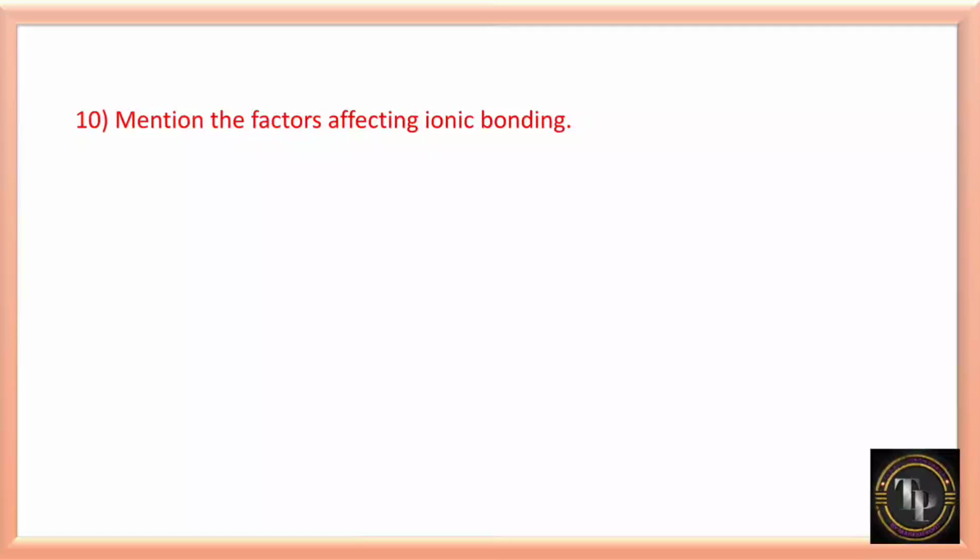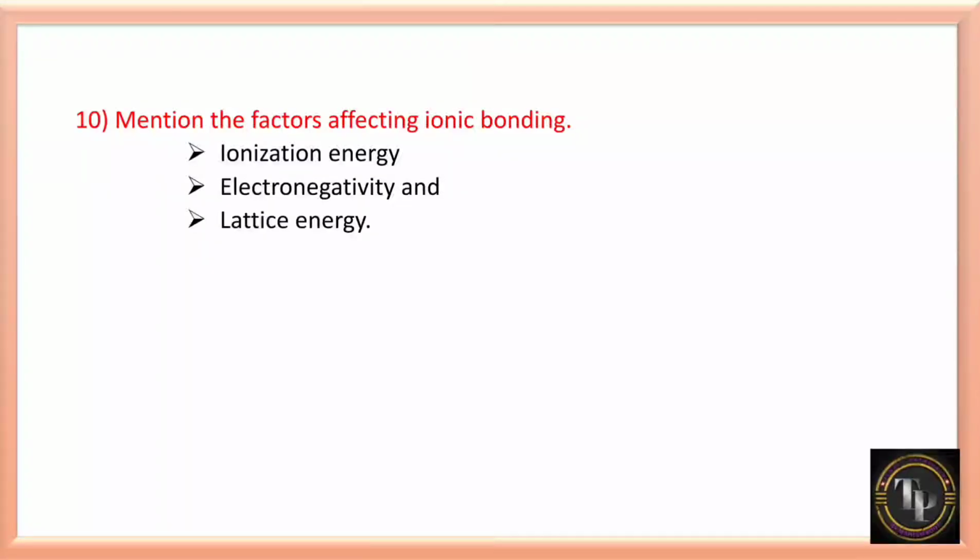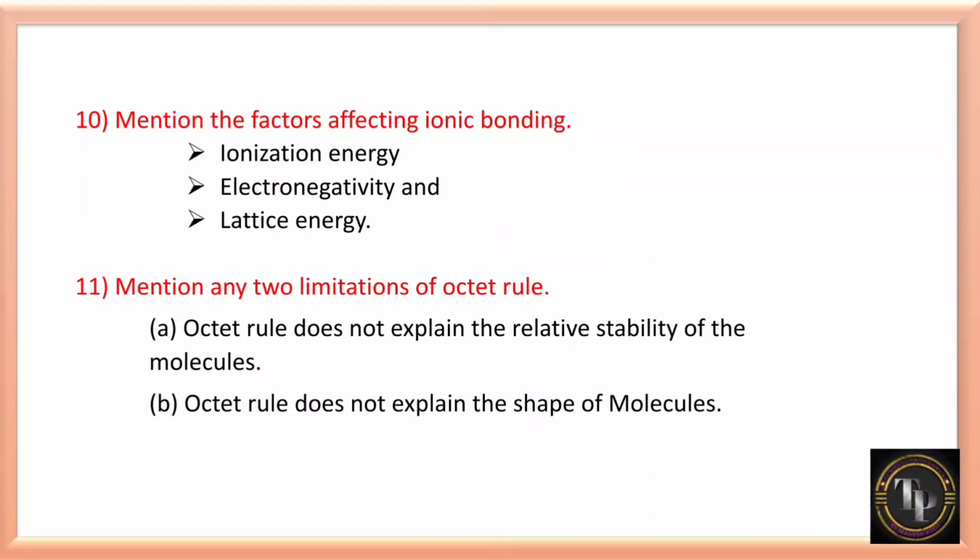Mention the factors affecting ionic bonding. Ionization energy, electronegativity and lattice energy of the molecule. These are the 3 factors which affect ionic bonding. Mention any 2 limitations of the octet rule. Octet rule does not explain the relative stability of the compounds or molecules, and octet rule does not explain the shape of the molecules. So these are the 2 drawbacks of the octet rule.